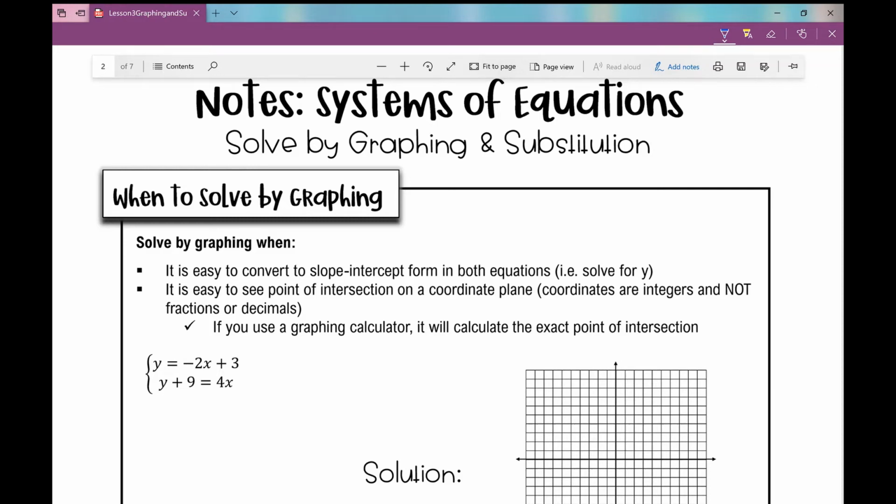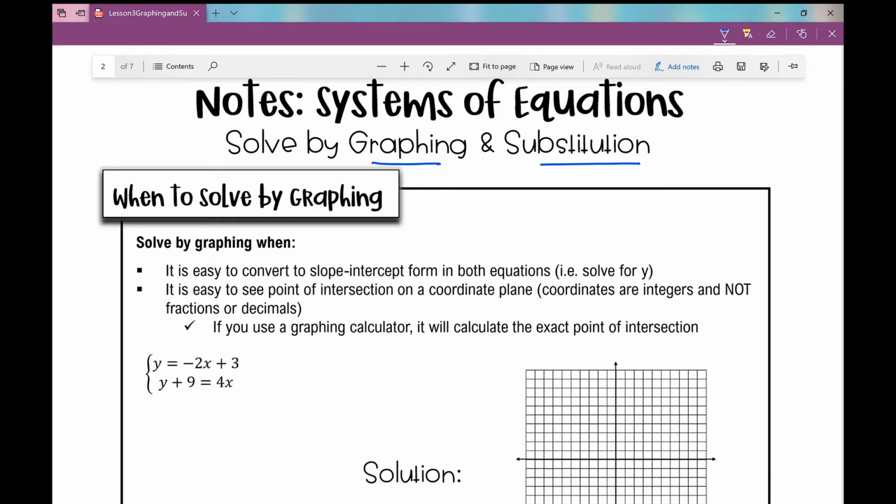Today we're going to be reviewing solving systems of linear equations using the graphing and substitution methods. So first I want to talk about when would be a good idea to solve by graphing, because when we solve a system of equations, we're finding that ordered pair that makes both equations true. When I graph it, it's my point of intersection. So I can solve it by graphing, or I can solve it algebraically using the substitution method.